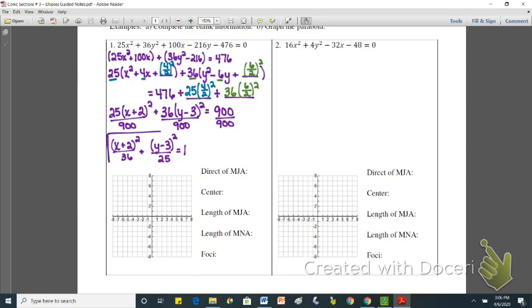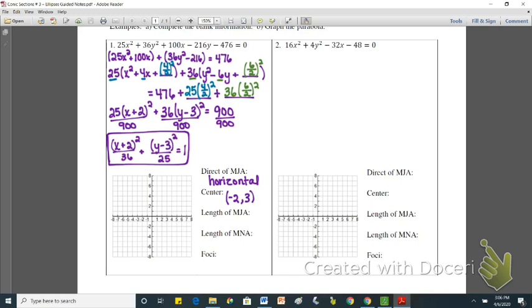And so now I'm going to get everything else I need. Since my x term is first, I know this is going to be a horizontal ellipse. In other words, the horizontal is going to be longer. My center, same thing, it goes with h, k. So with x it's -2, with y it's +3. So my center is at -2, 3.